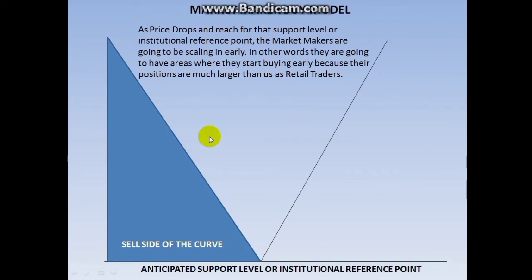They are going to be buying early, earlier than us retail traders. They accumulate long positions earlier than us because they have large funds to manage those positions and hold on to those trades even as price declines. They have the capacity to hold on to such trades in terms of time period. So as price reaches below the support level, smart money are going to start buying early. This is known as the sell side of the curve.